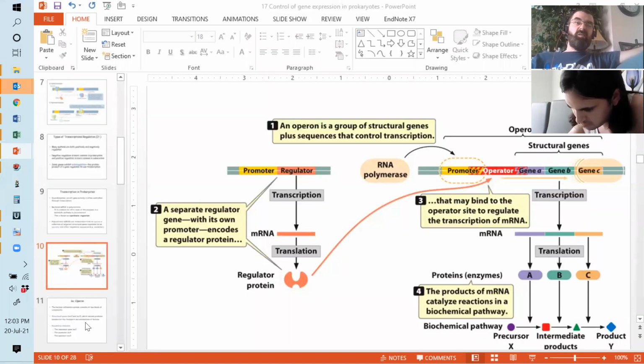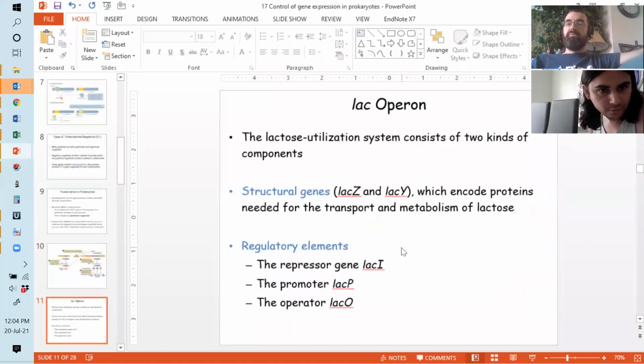Okay, so in the last 10-ish minutes, I need to leave a little bit before 12:15 just so I can run to the restroom. Let's introduce the lac operon. Oh, man. My brain is just going all over the place.